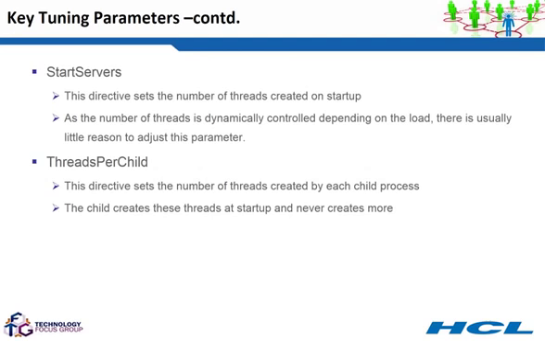Okay, next is threads per child. How many threads should be created by each of the child processes which were launched at startup, or controlled by the start server parameter? The threads per child directive sets the number of threads created by each child process. The child creates these threads at startup and never creates more. So whenever a child process is started, it will automatically start that many threads to handle the requests. If you want child processes to be able to handle more threads, you need to configure this value.